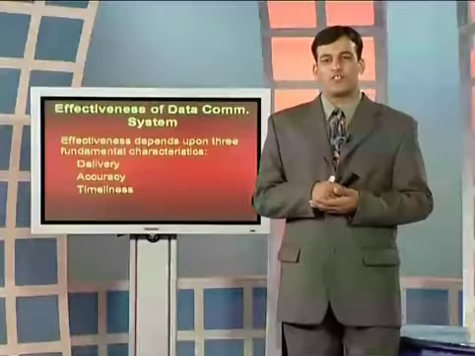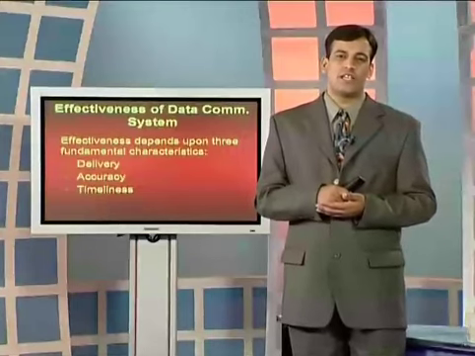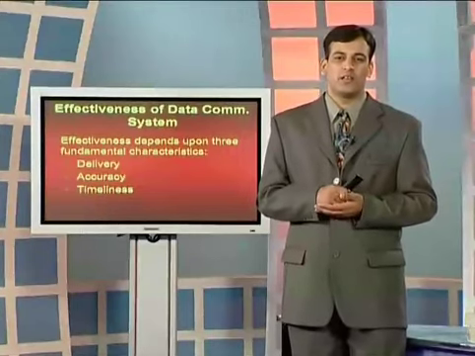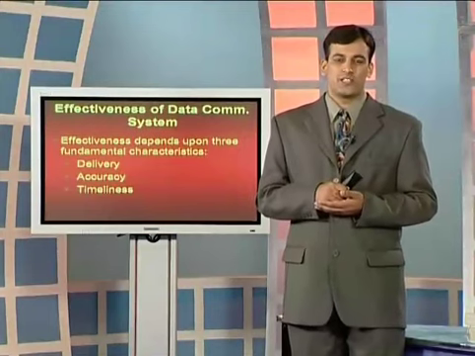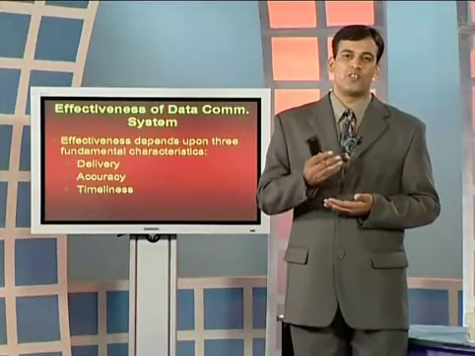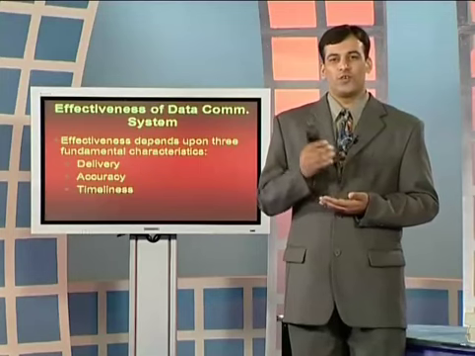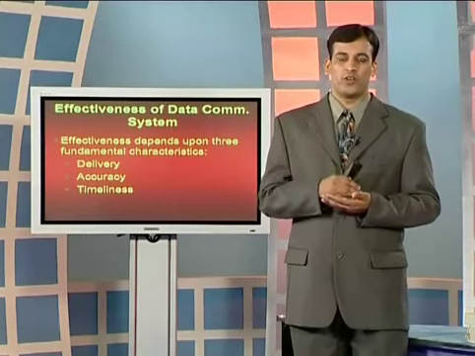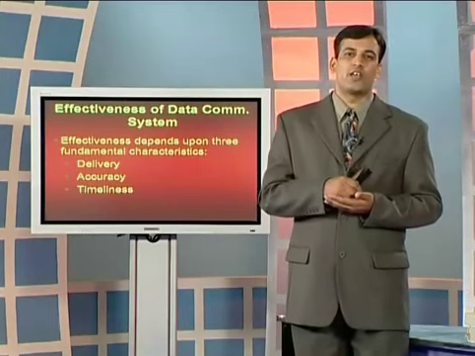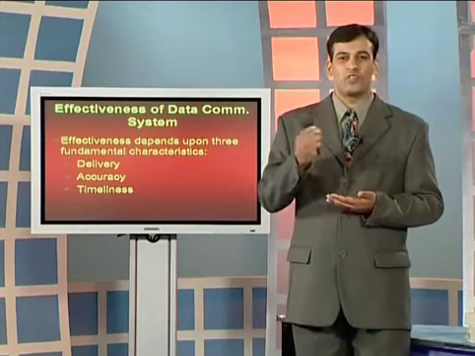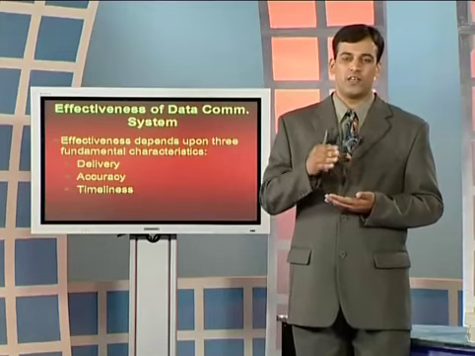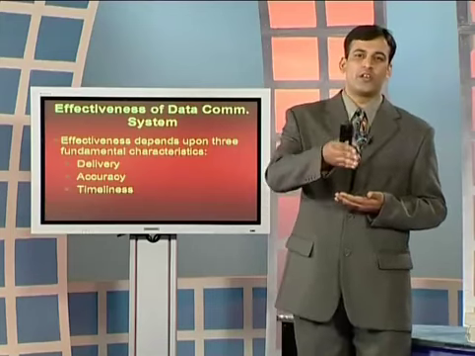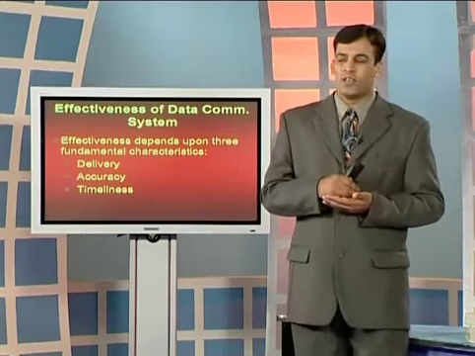Let's try to understand these three points by a simple everyday example of a postal mail. The effectiveness of a postal mail system also depends upon these three points. First of all, if you are sending a letter from, say, Lahore to Islamabad, you have to make sure that the letter is delivered to the correct destination. The effectiveness of this mail system will depend on whether the letter is delivered to the right recipient or not.